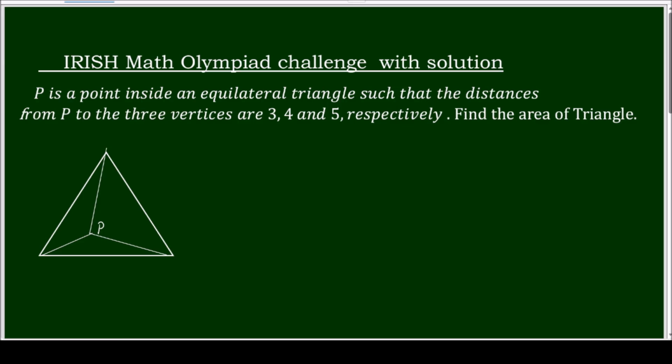This is an ICE Math Olympiad question. P is a point inside an equilateral triangle such that the distances from P to the three vertices are 3, 4, 5 respectively. Find the area of the triangle.